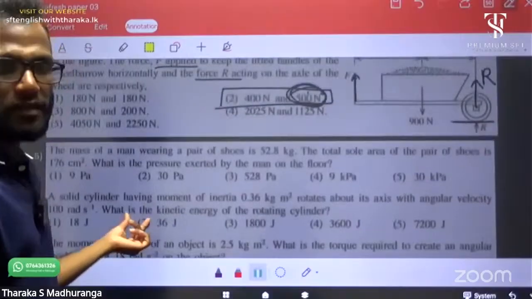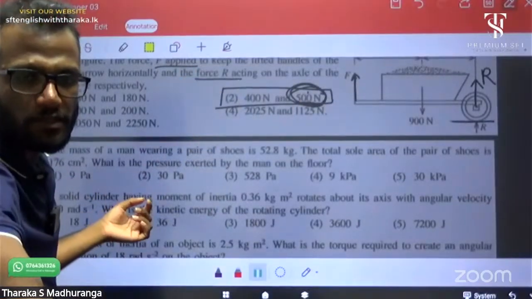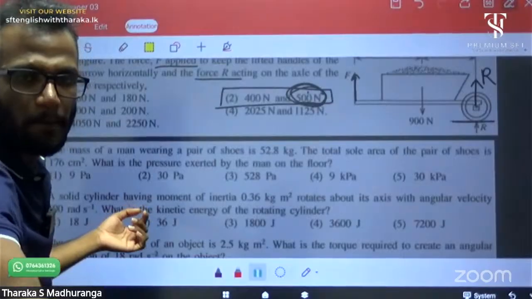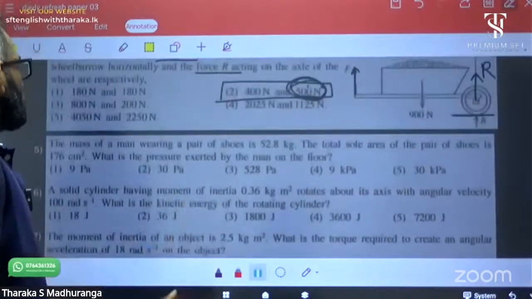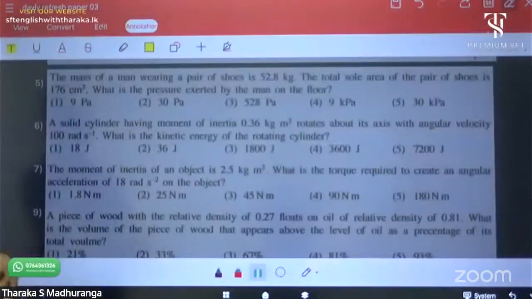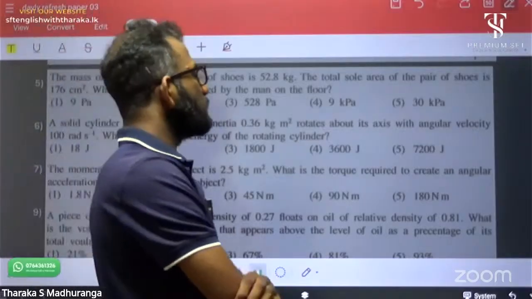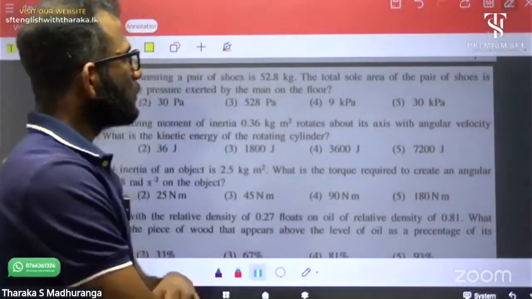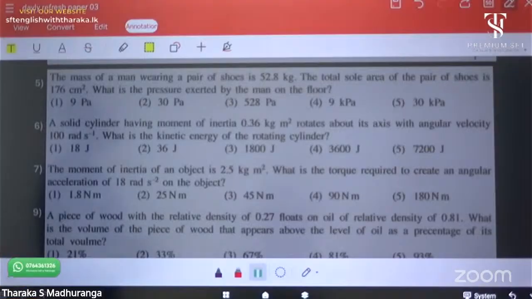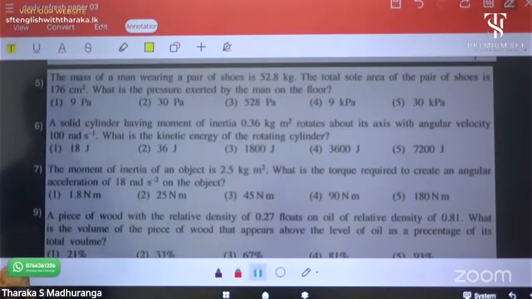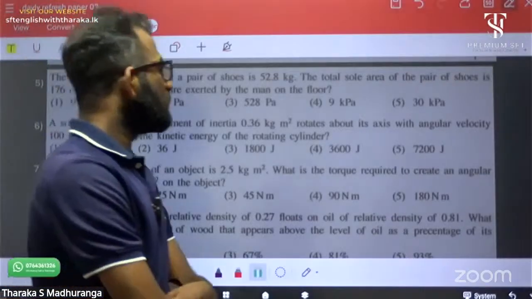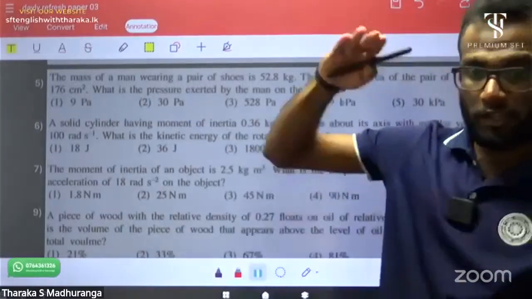Okay, we already discussed that in the force lesson. 5. The mass of a man wearing a pair of shoes is 52.8 kilogram. The total sole area of the pair of shoes is 176 square centimeter. What is the pressure exerted by the man on the floor?